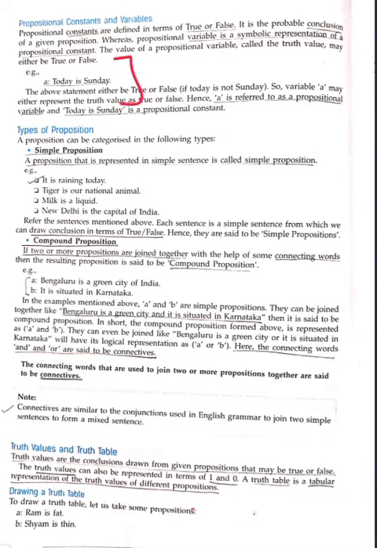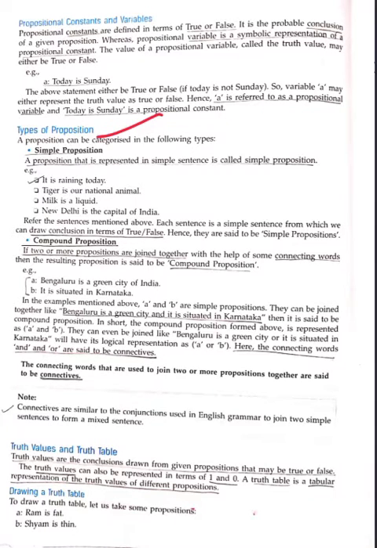If we look at this example, A is a variable and in that what is stored is "today is Sunday". So this is a constant, the value which is stored, and the symbolic representation of the propositional constant is a variable. Here A is referred to as the propositional variable and "today is Sunday" is a propositional constant.